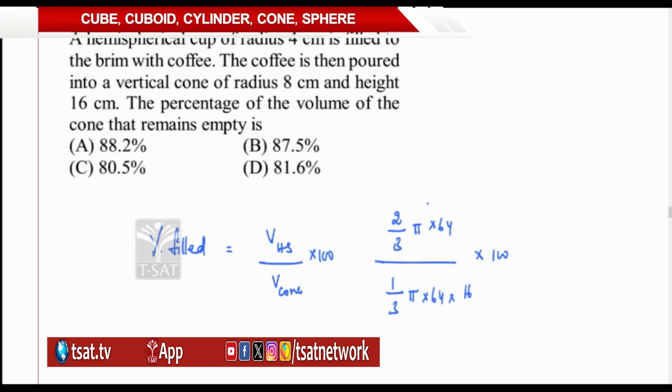So, 1 pi by 3, 64 cancel. You are left with 2, 8. 100 by 8 is 12.5. If 12.5% of the cone is filled, therefore 87.5% of the cone is empty. So you are filling only 12.5%, 1/8 of the cone. The rest, 7 by 8 of the cone, is empty, which is 87.5%, or else you can say 87.5%.